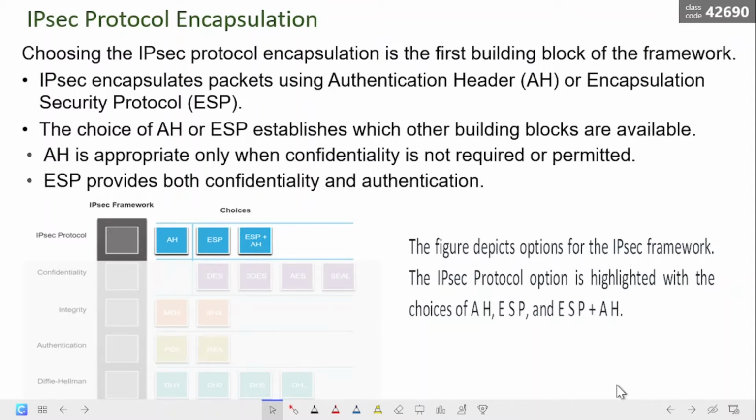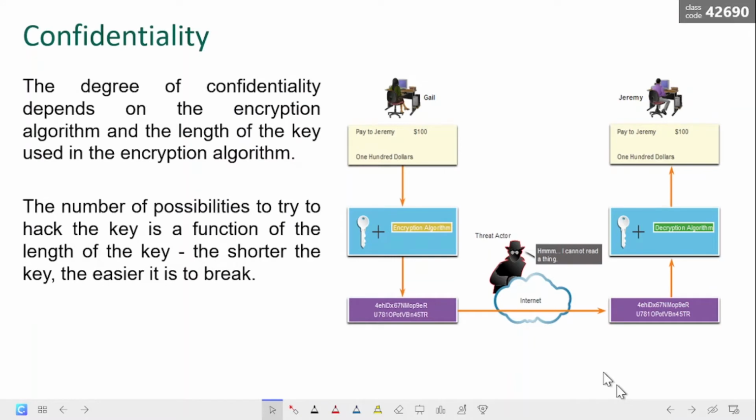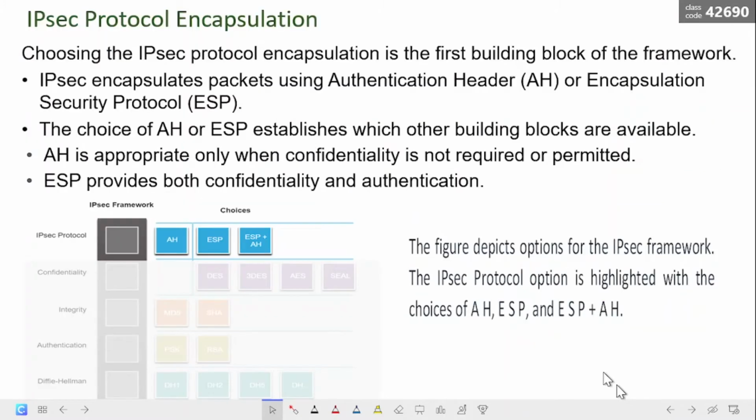In the figure, AH is appropriate only when confidentiality is not required or permitted. It provides data authentication and integrity, but it does not provide data confidentiality or encryption. All text is transported unencrypted.